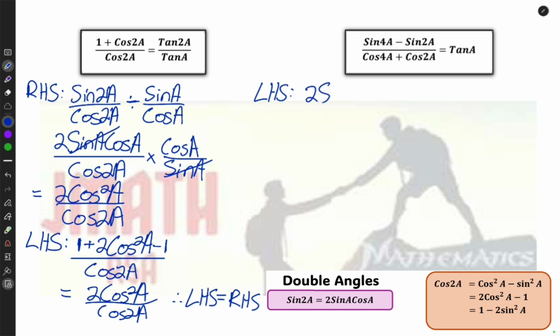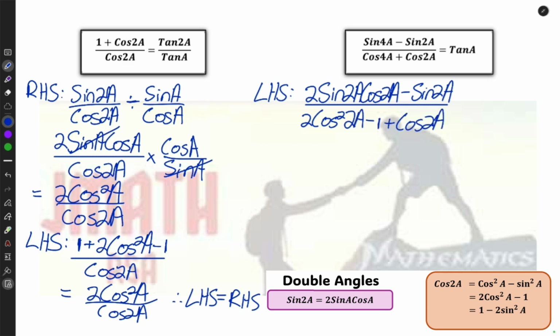So this will be 2 sine 2a cos 2a. Okay. And then minus sine 2a. So I'm not changing the second one. I want everything as 2a's at this stage. Okay, bottom is a bit trickier, but I don't want to introduce a new sine to the bottom. Everything is cosines. I don't want to ruffle the feathers. So I'm going to choose the one that only has cos. So 2 cos squared, remember, it was half of 4, so 2a, minus 1 plus cos 2a.